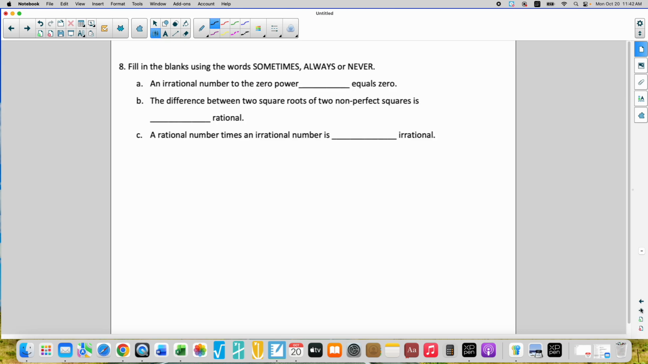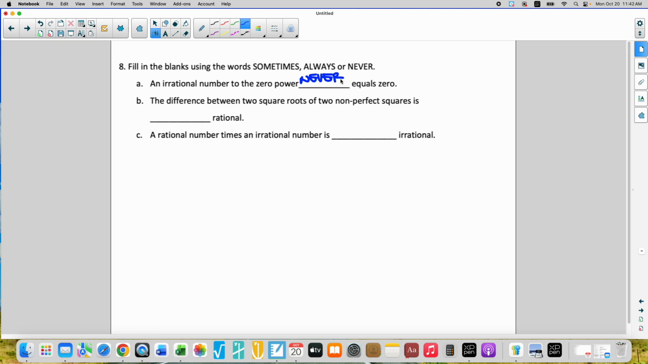All right, here's some interesting fill in the blanks using the word sometimes, always, or never. An irrational number to the 0 power never equals 0, sometimes equals 0, always equals 0? An irrational number to the power 0 always equals 1. So we're going to write never equals 0. It always equals 1.